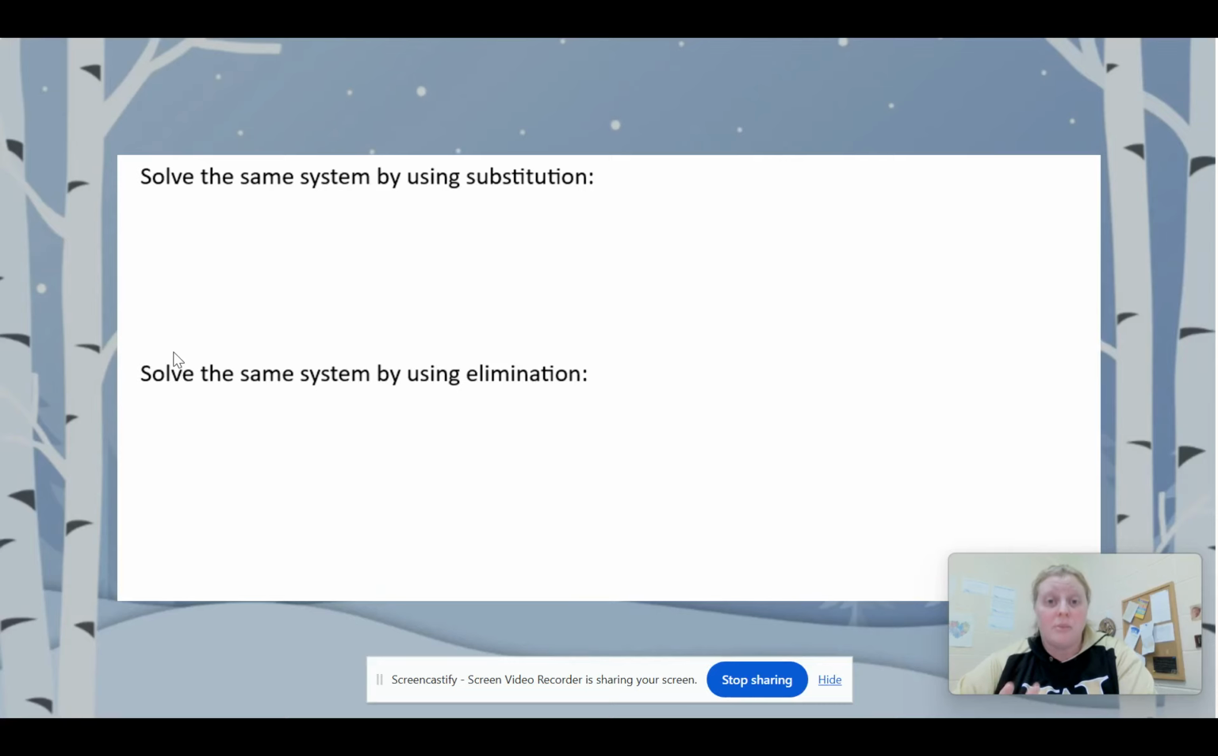So there were two other methods that you would have learned in Algebra 1. One was substitution and the other was elimination. So we're going to go ahead and solve the system again, just using a different technique. And we already know what the answer is, so we'll know if we're right or wrong.